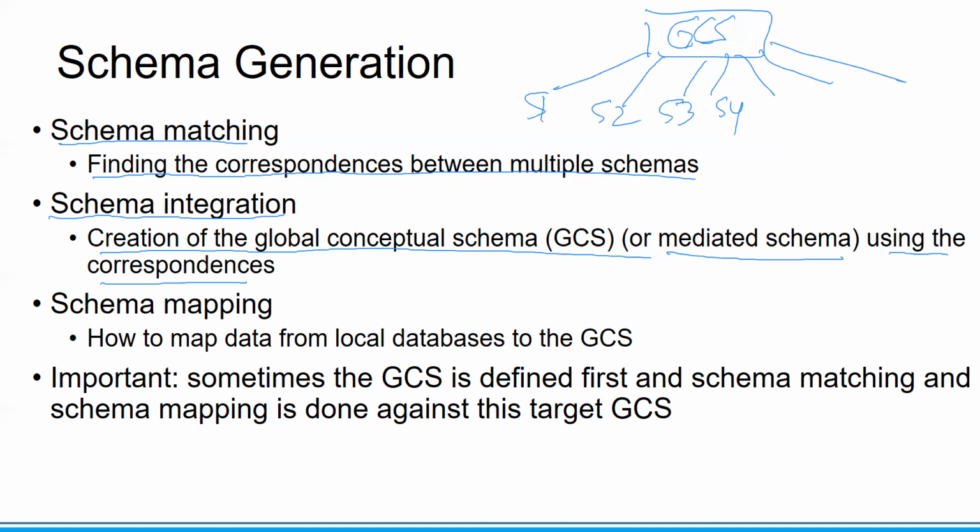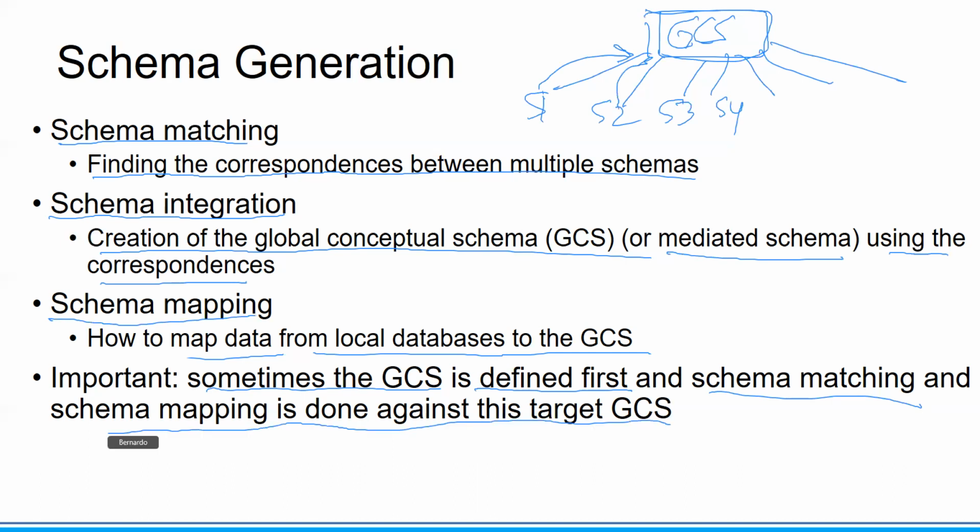If we are dealing with the schema mapping, it means we want to map the data from the local database to the global conceptual schema. And yeah, if we have this global conceptual schema, then we want to map. Important: sometimes the GCS, or the global conceptual schema, is defined first, and schema matching and schema mapping is done against this target GCS. Okay, so for the schema matching, it is possible to use the GCS, and for the schema mapping also it is possible to use the GCS as well. Okay, so sometimes the GCS is developed first.